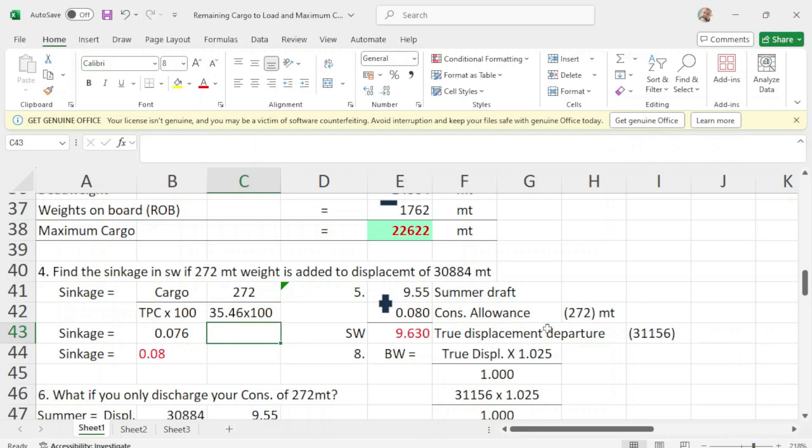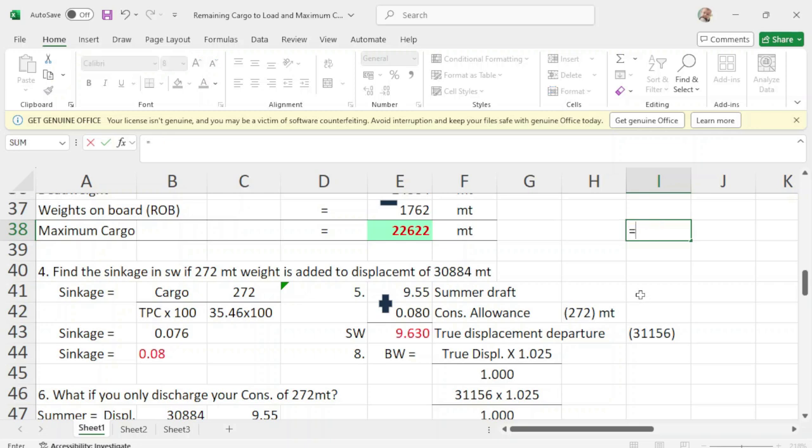272, you divide it by 35.46. That will be 0.08, so your sinkage will be 0.08.